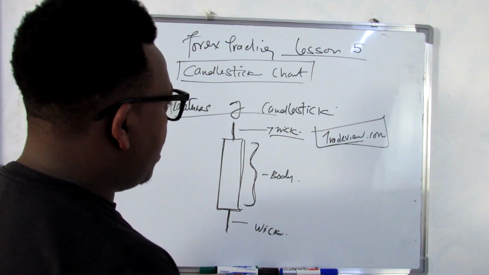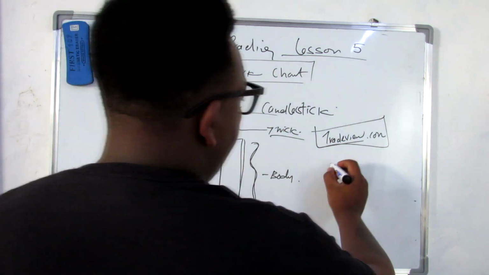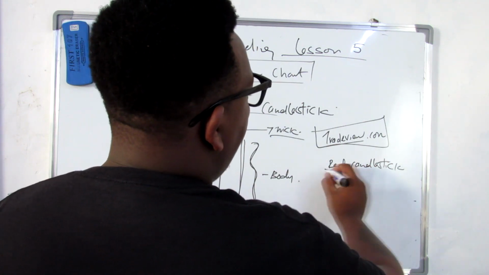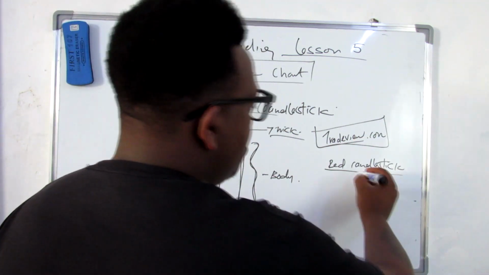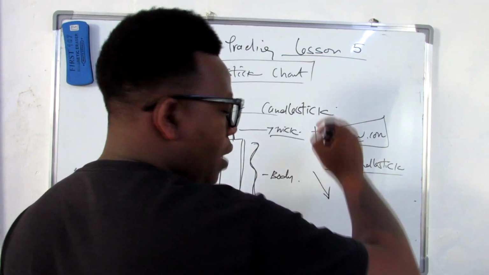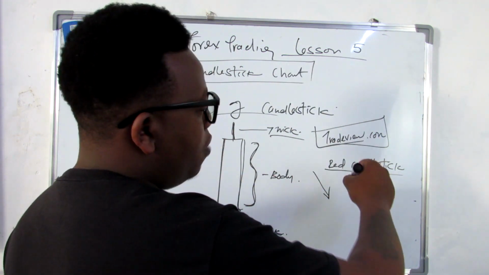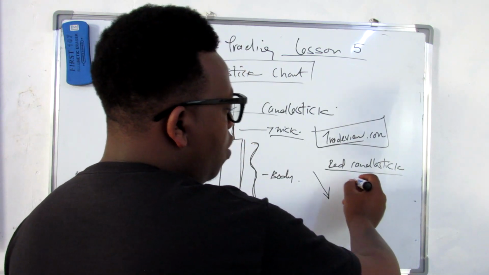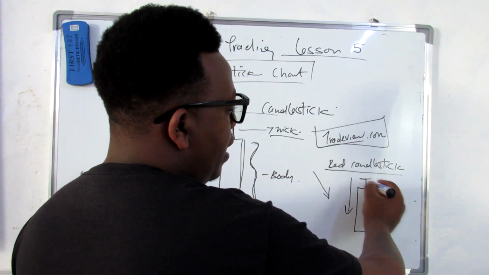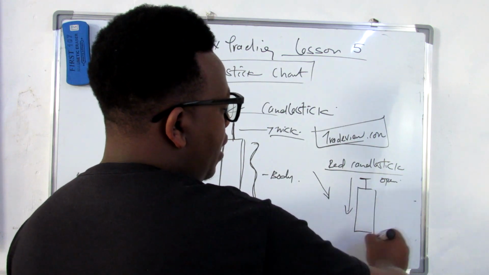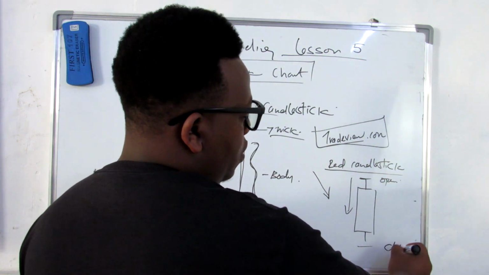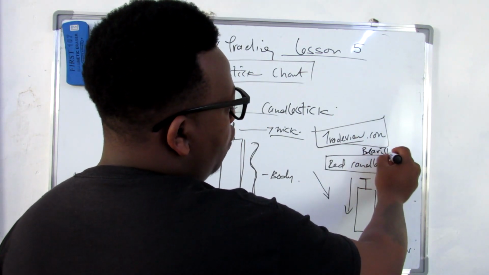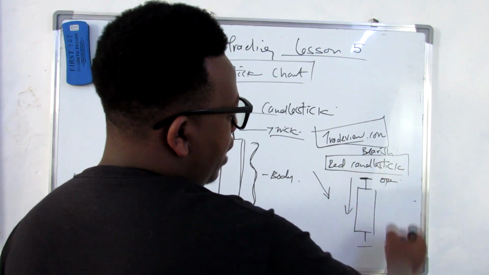For the case of the red candlesticks, the candlestick forms going downwards. So when the candlestick opens, it opens and goes downwards. We normally say this is where the candlestick opens, and this is where the candlestick closes. Red candlesticks are the bearish candlesticks. So in this case, the candlestick opens here and closes here.